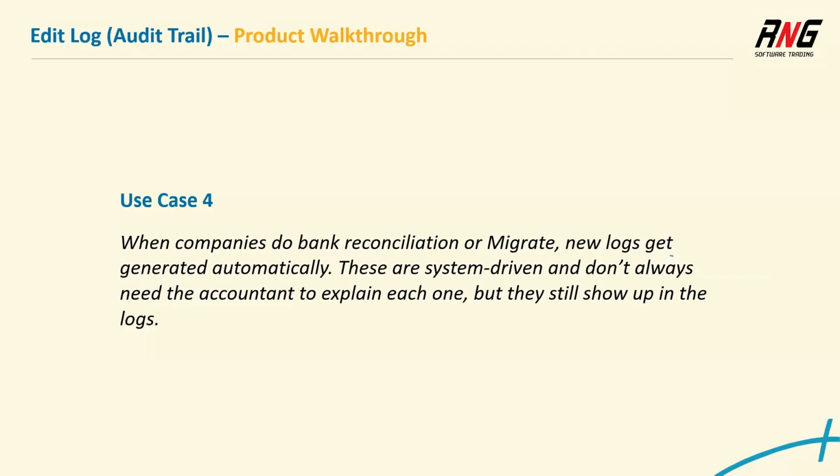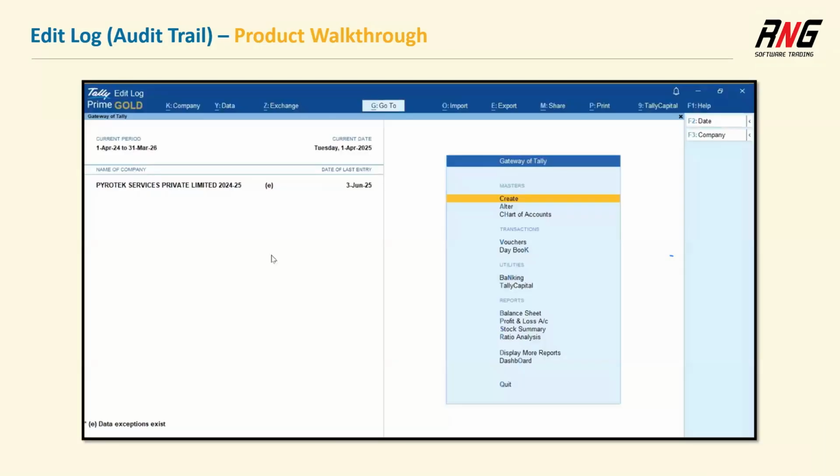Another use case scenario: when companies do bank reconciliation or migration, new logs get generated automatically. Now these are all system generated logs, and the accountant doesn't need to view all these every time. So once you import a bank statement, a new log is generated. Once you migrate new data, a new log is generated. It's not necessary that the accountant needs to have this view every time, but they still show up because it's a system driven log. So how do you want to control that?